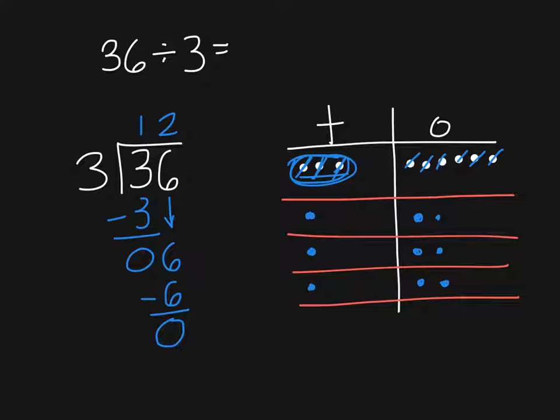And when I subtract that, because that's what I did over here, I subtracted them, I took them all away, I end up with 0 left over. So my final answer to 36 divided by 3 is 12.